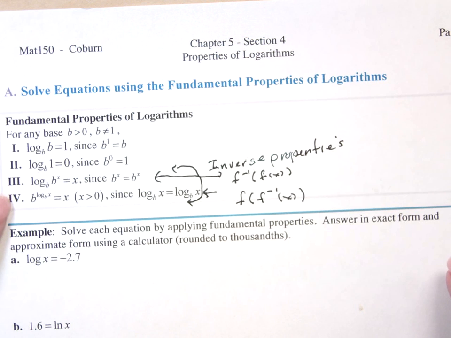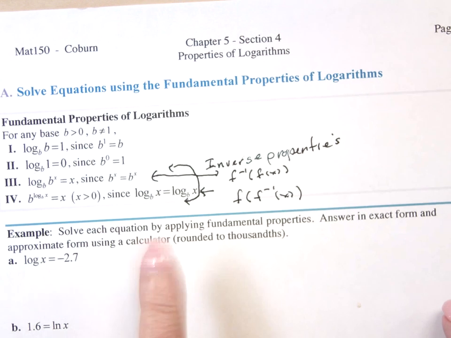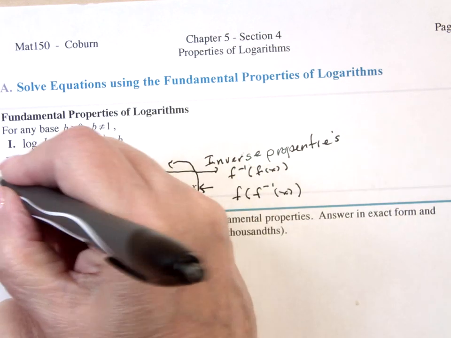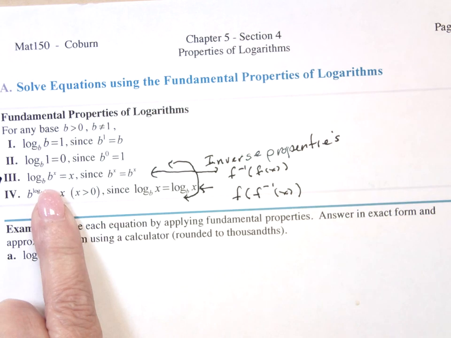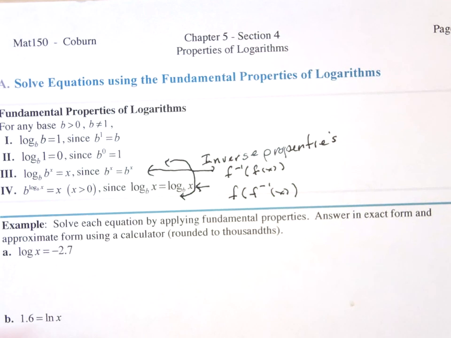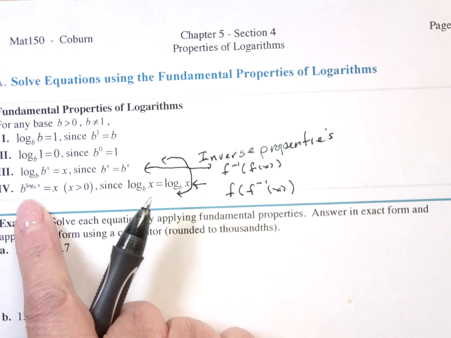They're good for solving equations is what happens. We tend to use number 3 a lot without even thinking, but we don't use it as an inverse property. We normally use it as another property of logarithms, which you'll see. This one I've used in calculus.